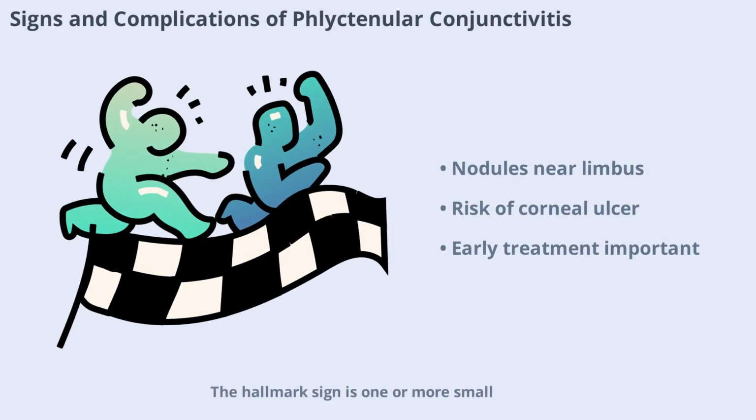The hallmark sign is one or more small gray-yellow nodules near the limbus, surrounded by conjunctival congestion. The rest of the conjunctiva appears normal. If the cornea is involved, the condition may progress to Phlyctenular Keratoconjunctivitis, which can lead to corneal ulcers and opacity. Prompt treatment is essential to prevent complications and preserve vision.